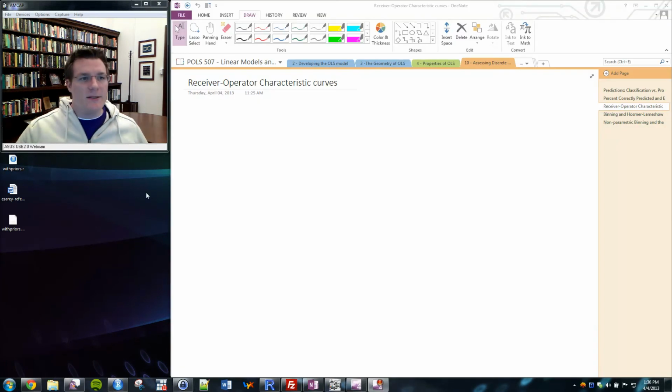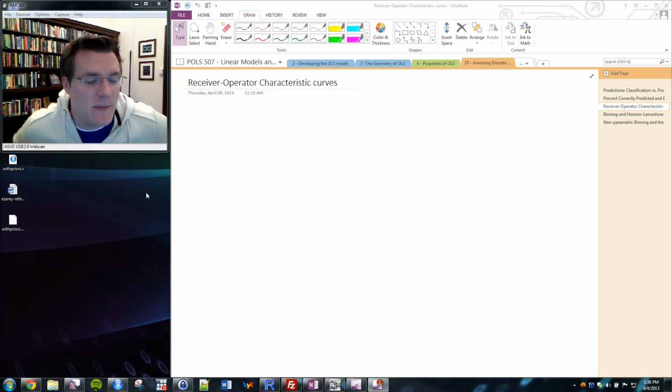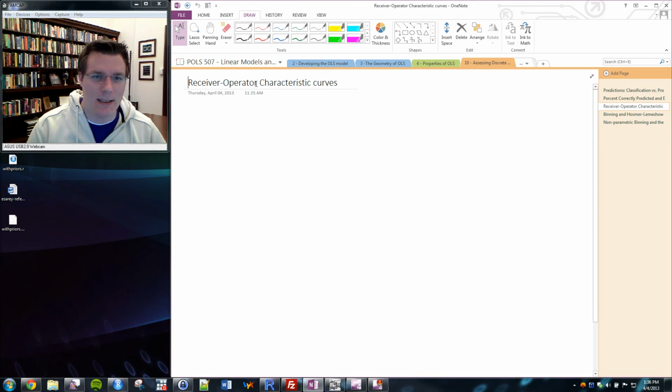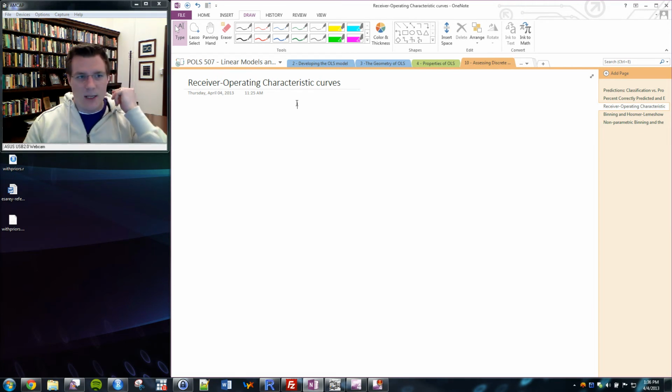Okay, so the last classification-based statistic I'm going to talk about today is the ROC, or receiver, I think it's actually receiver operating characteristic. I always forget whether it's operator or operating characteristic curves. An ROC curve is in many ways a continuation of the idea expressed in the percent correctly predicted statistic, with the difference being that instead of choosing one threshold for classification, we choose them all.